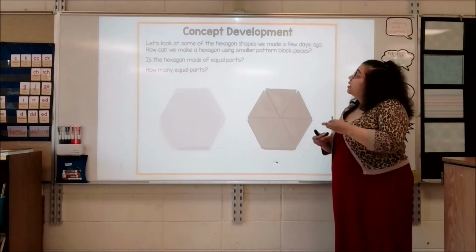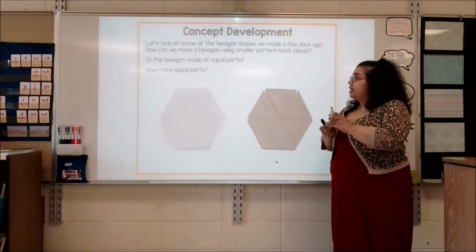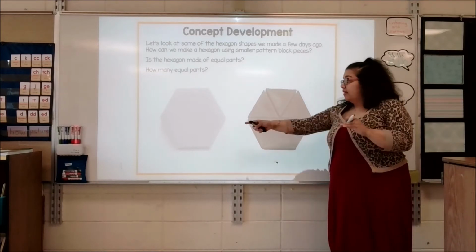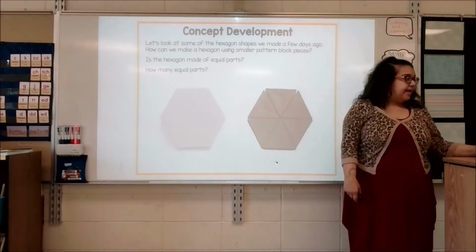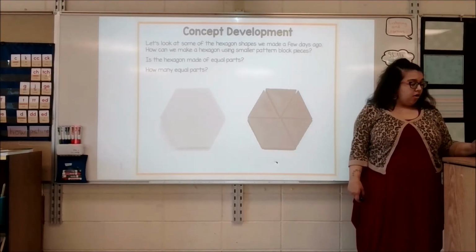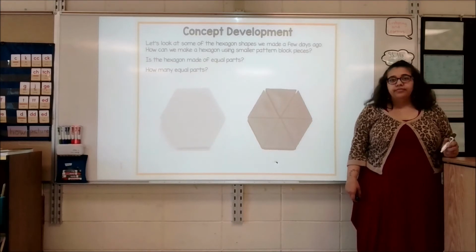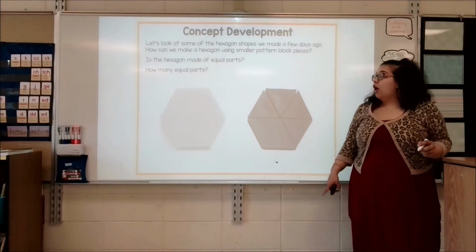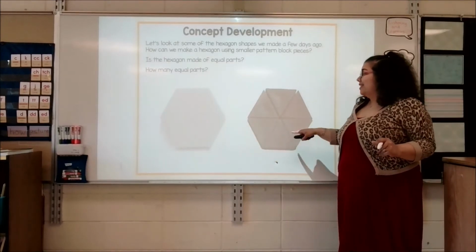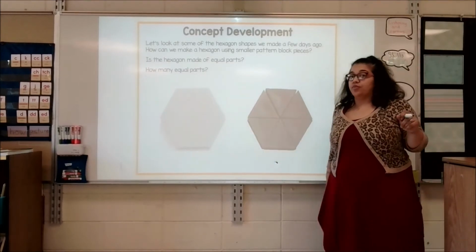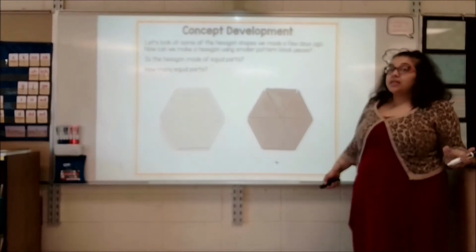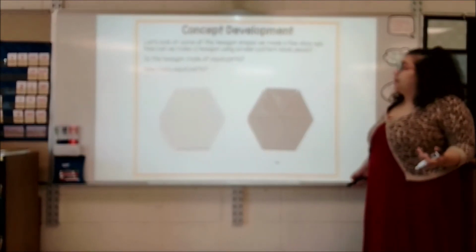That is correct. Now, the question is, is this hexagon that's made out of triangles made out of equal parts? Are all the parts the same? They are, because I used 6 of the exact same shape to create this one shape. So right now, yes, I have 6 equal parts creating my hexagon.